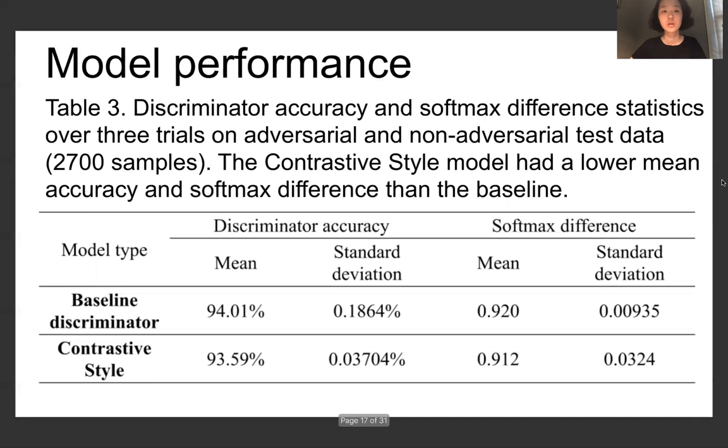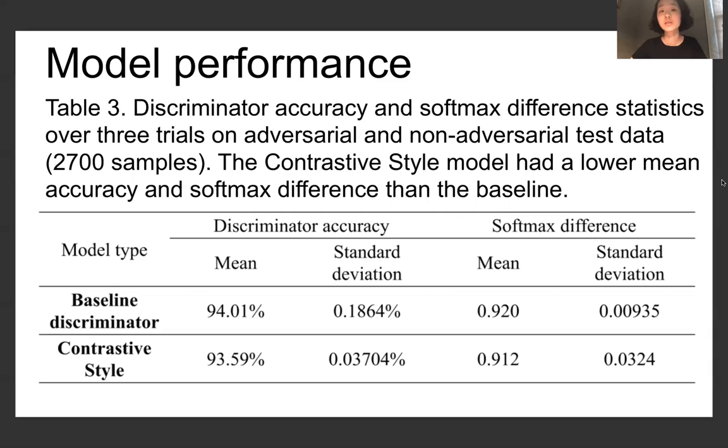Now that I've gone through the methodology, I will then be moving into my results. The takeaway from the results was that the contrastive style model performed worse than the baseline discriminator. As you can see here, the contrastive style model had a lower mean accuracy than the baseline. It also had a lower softmax difference than the baseline. That metric is a little more difficult to interpret.